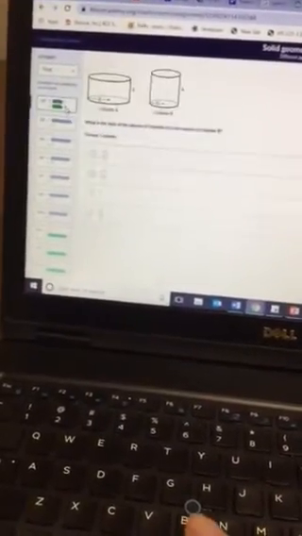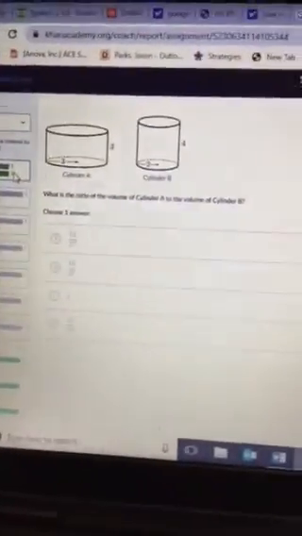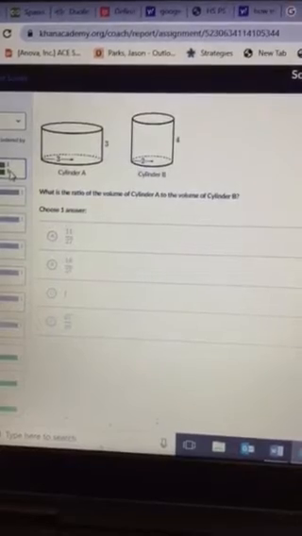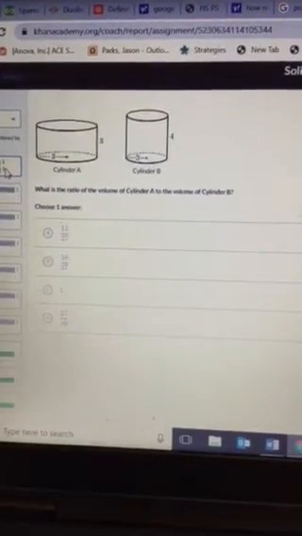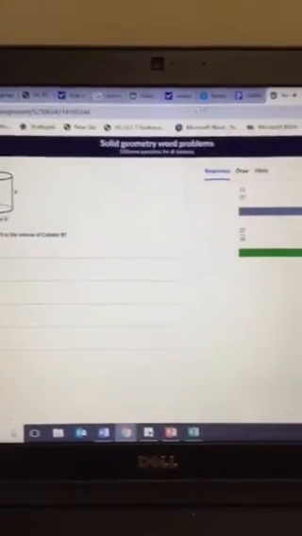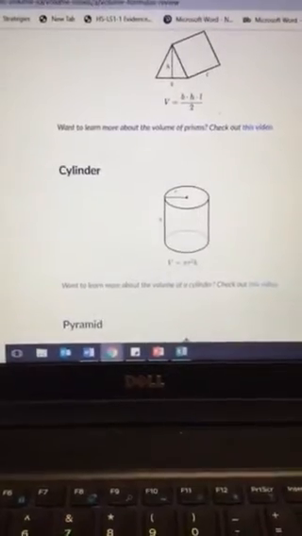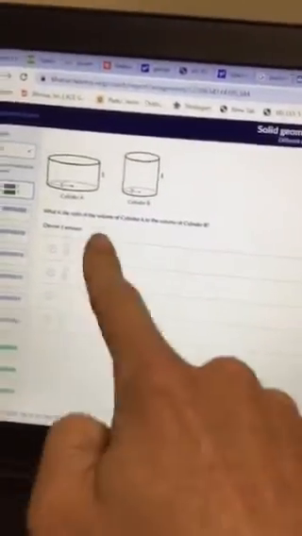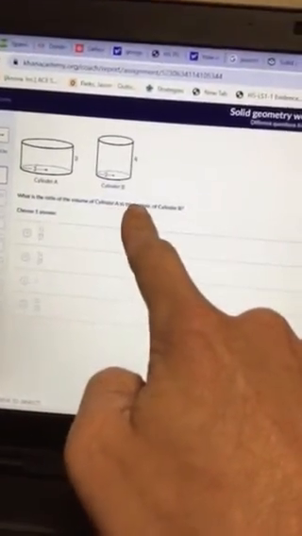Alright, so for question 2, one student got this right, the other student did not, so let's take a look at what we have here. So we have, what is the ratio of the volume of cylinder A to the volume of cylinder B? Again, we'll need to use our formula. So let's go over here. I'll open it up, and we see that volume equals pi r squared h. So I need to find the volume of cylinder A and the volume of cylinder B and set it up as a ratio, and it should be one of these answers here.